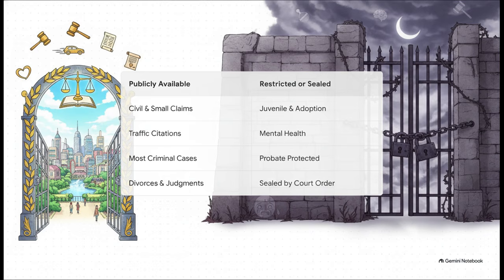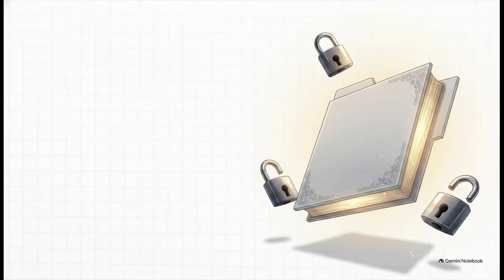But if you're hunting for juvenile cases, adoptions, mental health proceedings, or cases specifically sealed by a judge, no way, you won't find them. They are strictly restricted to protect the privacy of the folks involved. The foundational rule behind all this is Chief Justice Directive 05-01. This directive is incredibly powerful for us. It guarantees that court materials are presumed open for reasonable public inspection. That means unless a specific law closes a file, the public, that's you and me, has a fundamental right to see these records.